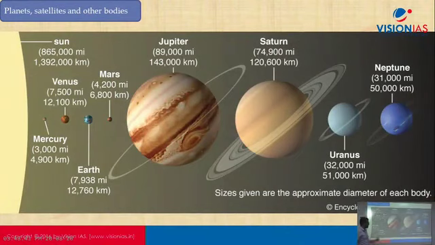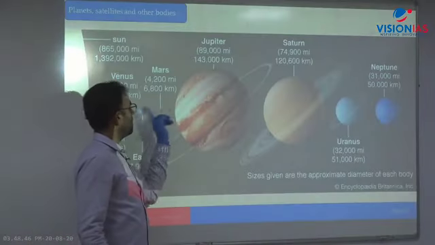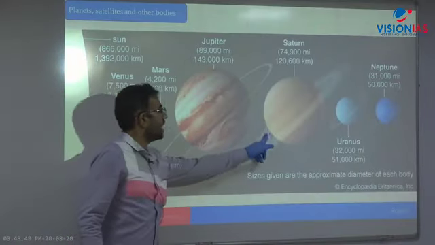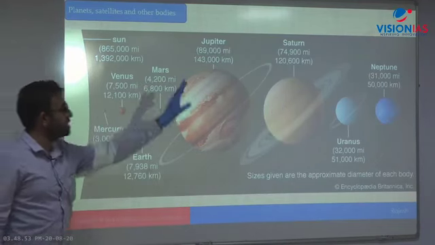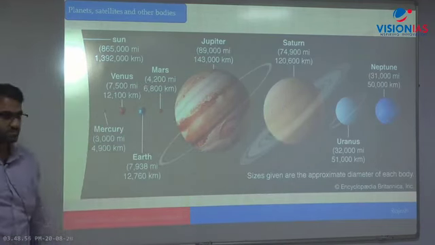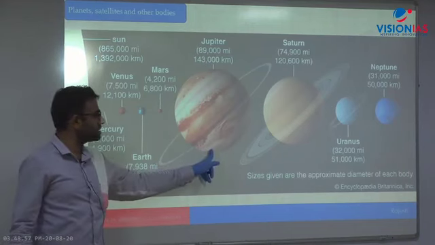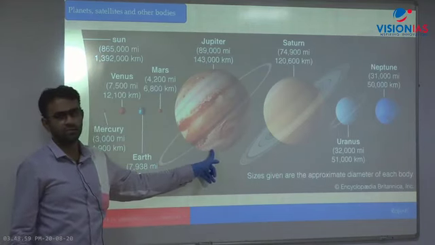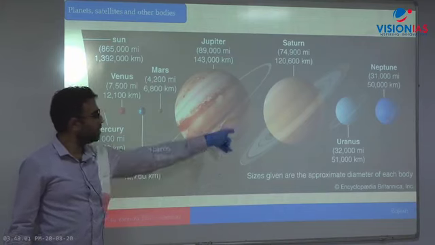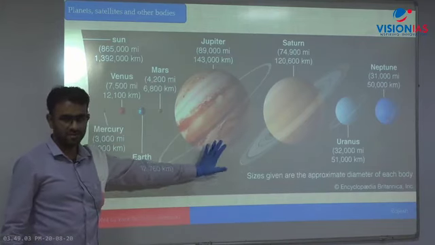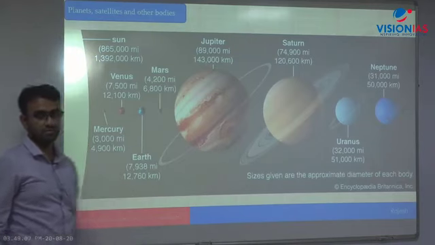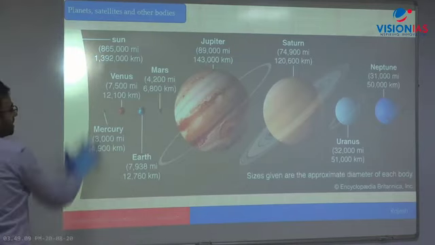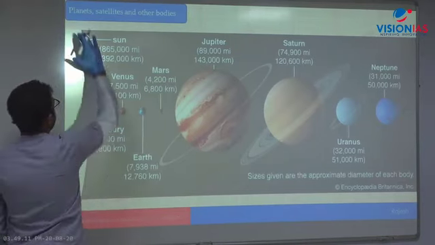And I told you 8 planets are there. What are the 8 planets? Mercury, Venus, Earth, Mars, Jupiter, Saturn, Uranus, Neptune. This gives the comparative size of all the different planets. You can see how big Jupiter is. And can you see the size of the sun in comparison to all this? We cannot put the sun in this; that's why we have just given a small curvature.